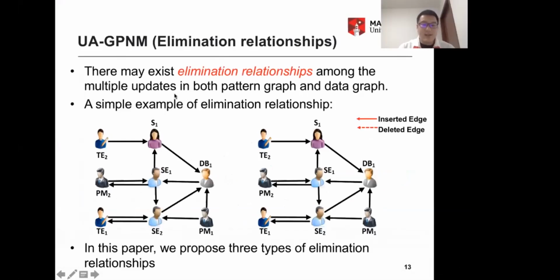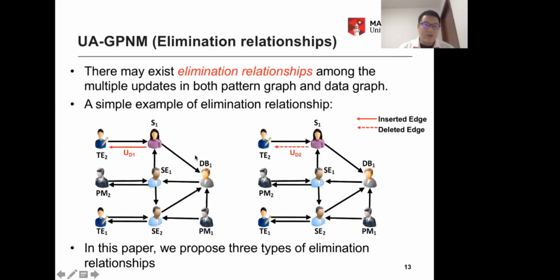We realized that there may exist elimination relationships among the multiple updates in both pattern graph and data graph. Here I give a simple example to show what is the elimination relationship. At first, S1 decides to build a cooperation relationship with T2, but due to some reason, she decides to cancel this cooperation relationship.